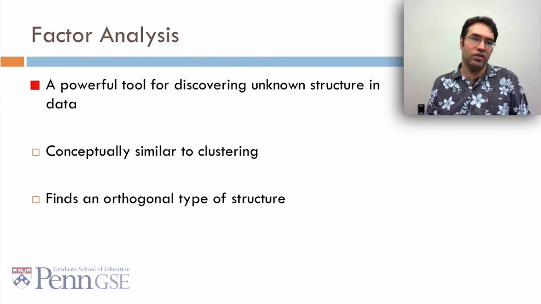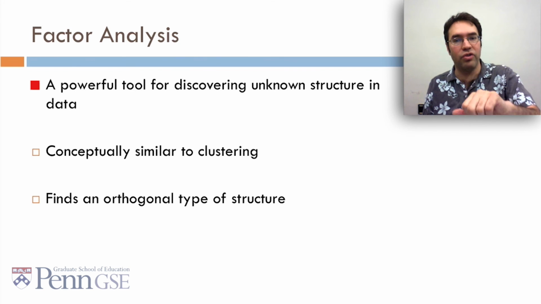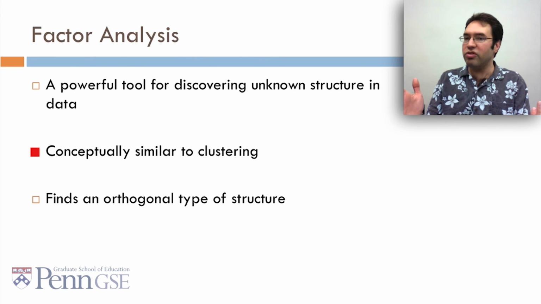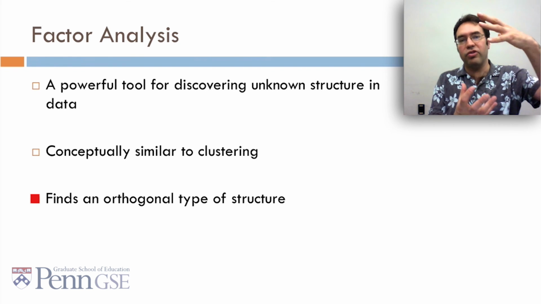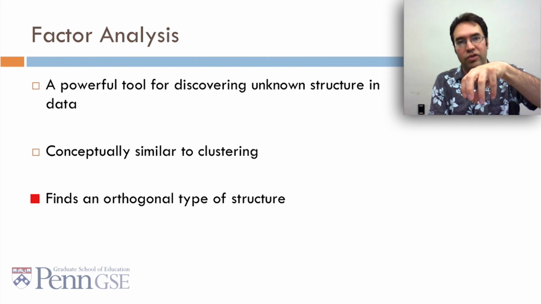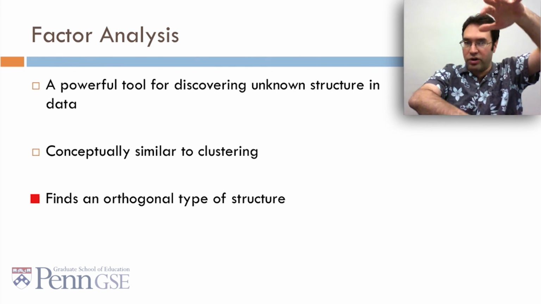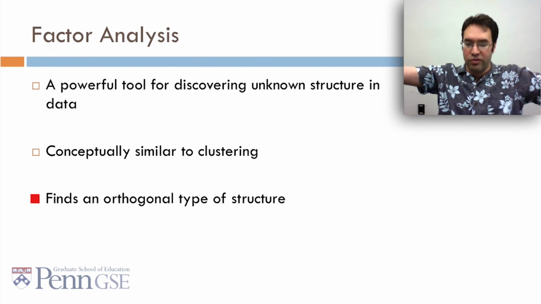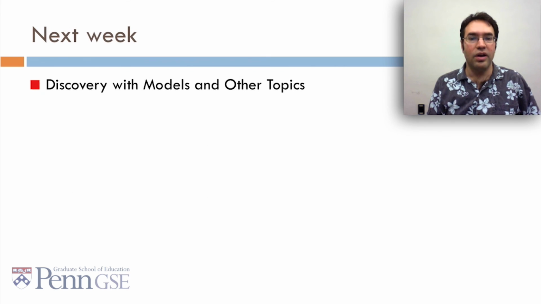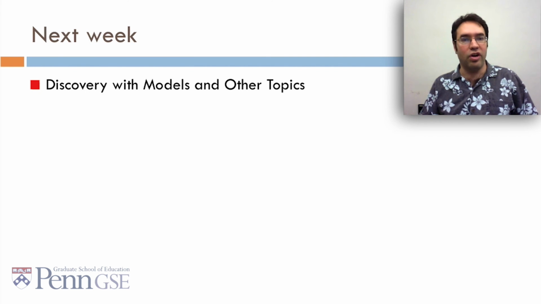So factor analysis. It's a powerful tool for discovering unknown structure in data. It's conceptually similar to clustering, but it finds an orthogonal type of structure. Clustering finds structure and commonality within data points, the rows often in your data set, and factor analysis finds commonality and structure in your columns, in your variables. So that concludes our Structure Discovery Week.